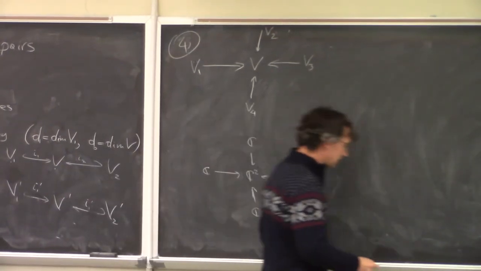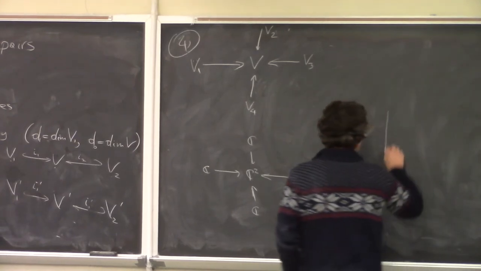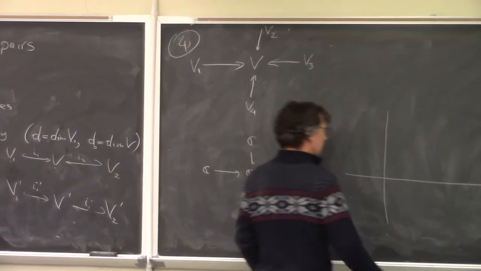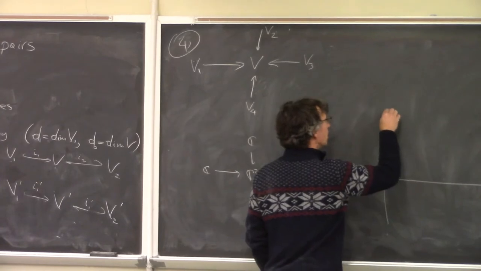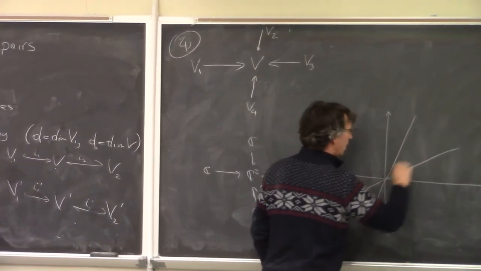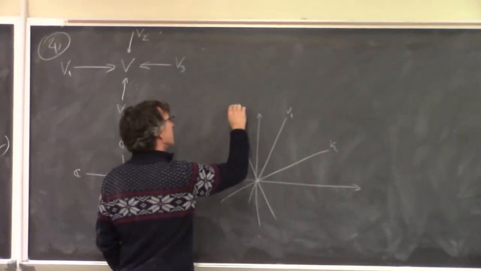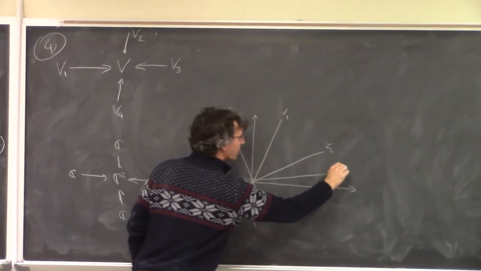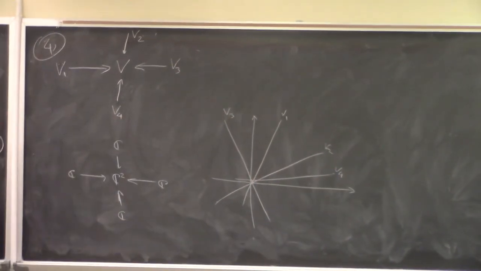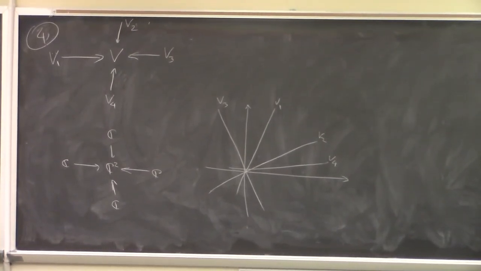Again, I cannot make a picture of one-dimensional subspaces in C2, but I can make a picture in the real world, where we have four lines. And the question is, is it true that by changing the basis in my two-dimensional space, I can always make any such configuration of four subspaces look like any other? And the answer is no.